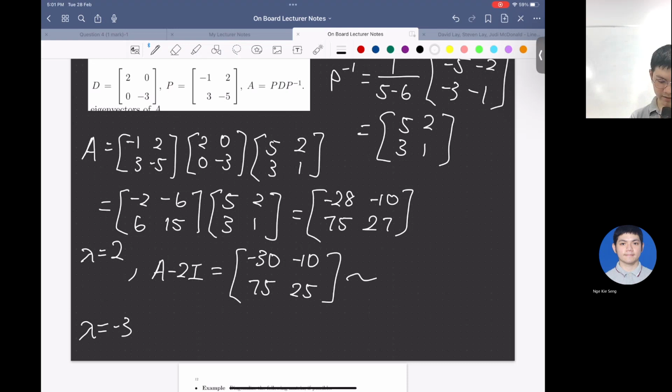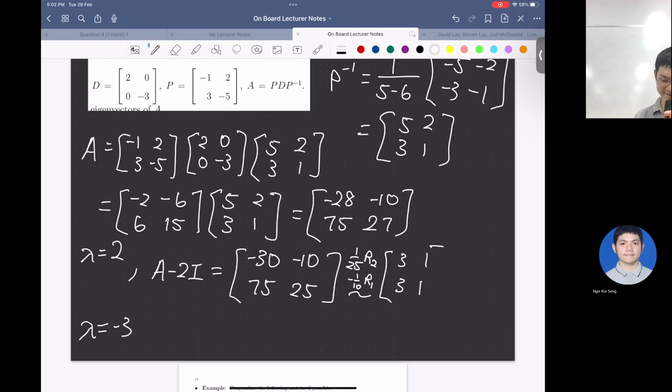This is like a pain. You have to do it fast. Okay, let's do 20, divide by 25 on row 2. Okay, I get minus 10, and maybe make it easier, divide by minus 10 on row 1. So I get 3, 1, and 3, 1.